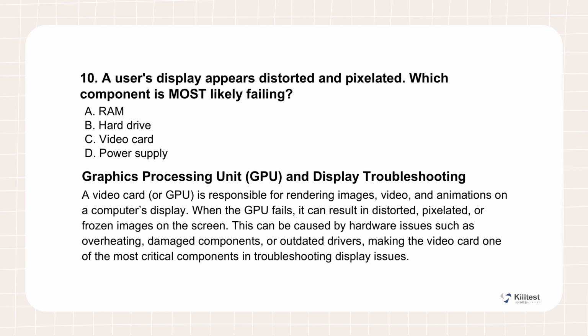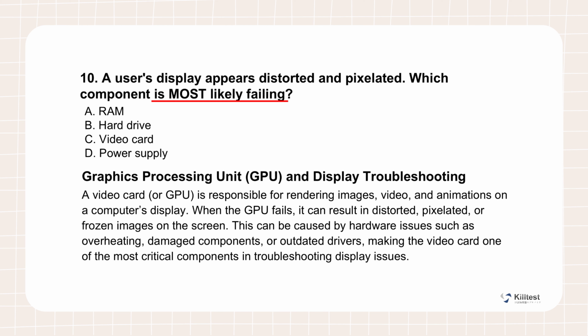Last question, number 10. A user's display appears distorted and pixelated. Which component is most likely failing? Options: RAM, hard drive, video card, power supply. With visual problems like distortion and pixelation, the prime suspect is usually the video card, the GPU. Why the video card specifically? What's it doing that would cause that?